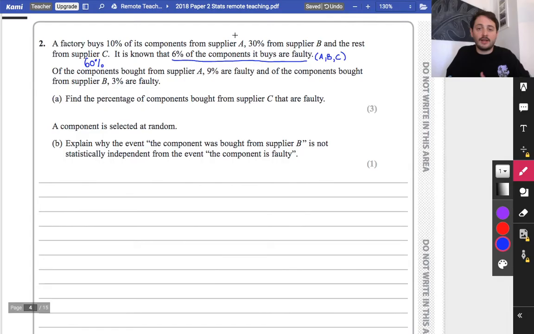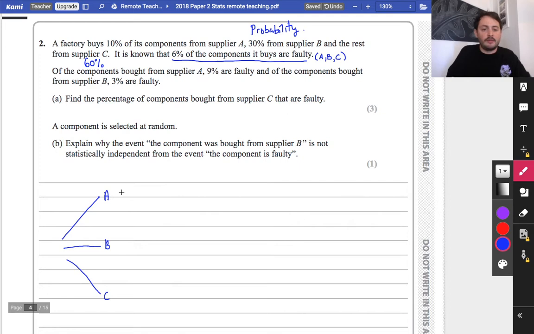Well, this sounds like a kind of probability type question, so I want to try and draw on some of those skills that we've got from probability. There are many, many ways of answering this. Just the way that my brain visualizes this is as a tree diagram. So I know that there are 3 different suppliers that we've got here. We've got supplier A, supplier B, and supplier C.